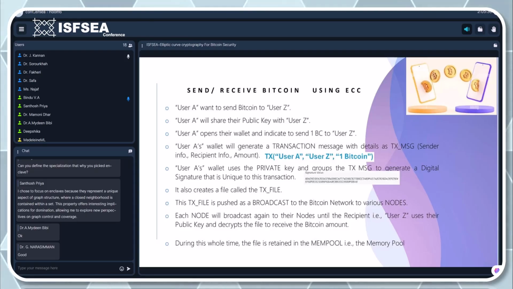This text file is pushed as a broadcast to the Bitcoin network to various nodes. Each node will broadcast again to other nodes until the recipient, that is user Z, uses the public key and decrypts the file to receive the Bitcoin amount. During this whole time, the file is retained in the memory pool.